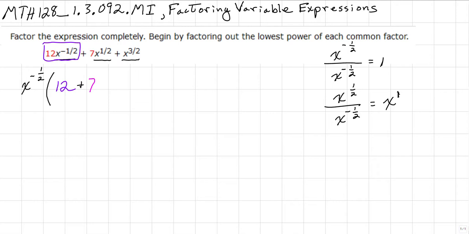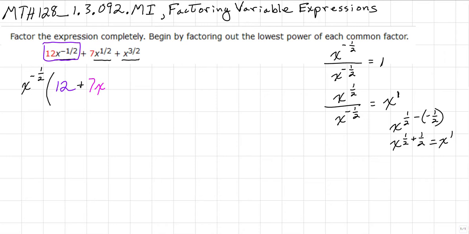And the reason we do that is because when we divide common bases, or like bases, we're going to subtract the exponents. And that means that I end up with x to the 1/2 minus -1/2, which is the same as x to the 1/2 plus 1/2, which is equal to x to the first power. And so now I have 7 times x.